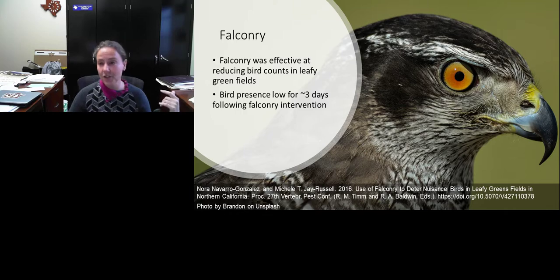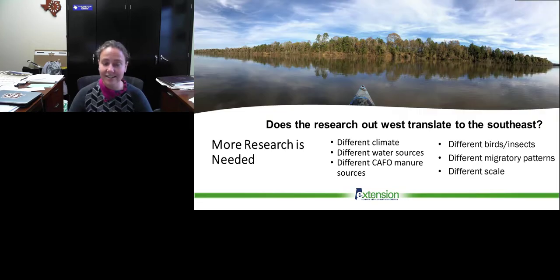They used falconry to deter the nuisance birds from a leafy green field. So they release the falcon, it scares away the birds, and they study the effects of that. They found that it was effective at reducing bird counts in leafy green fields, of course, and that bird presence actually remained low for about 3 days. So that's a good example of actually using a bird to our advantage. And it makes me wonder what might happen if we were able to encourage the natural presence of raptors in those growing environments.